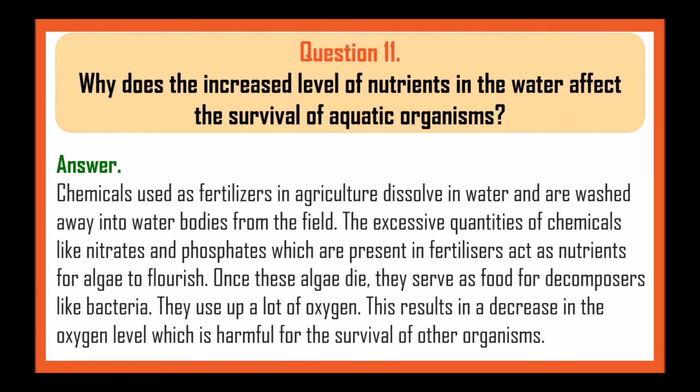Next, why does the increased level of nutrients in the water affect the survival of aquatic organisms? Chemicals used as fertilizers in agriculture dissolve in water and are washed away into water bodies from the field. The excessive quantities of chemicals like nitrates and phosphates present in the fertilizers act as nutrients for algae to flourish. Once these algae die, they serve as food for decomposers like bacteria.